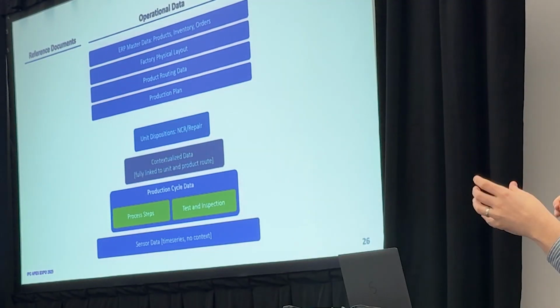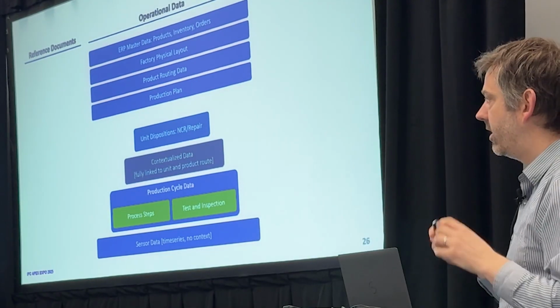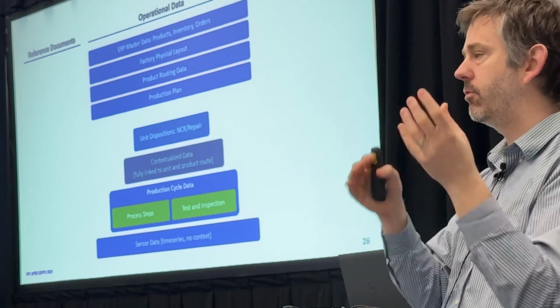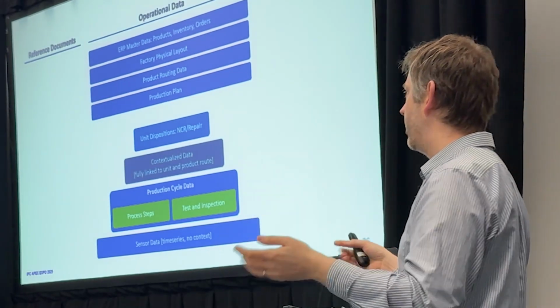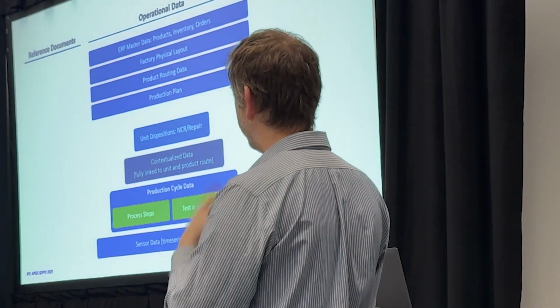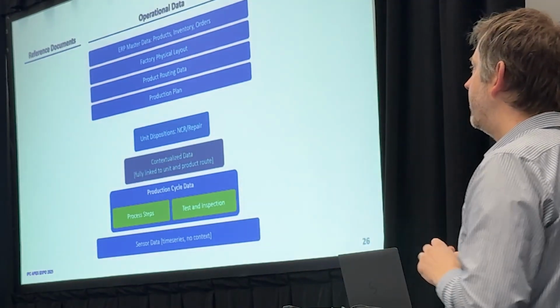What machines relate to each other? You have the product routing data. What are the steps required to build each of my products? What's optional versus required? What are the possible routes? And then you have your actual production plan that you're trying to achieve in a given week.